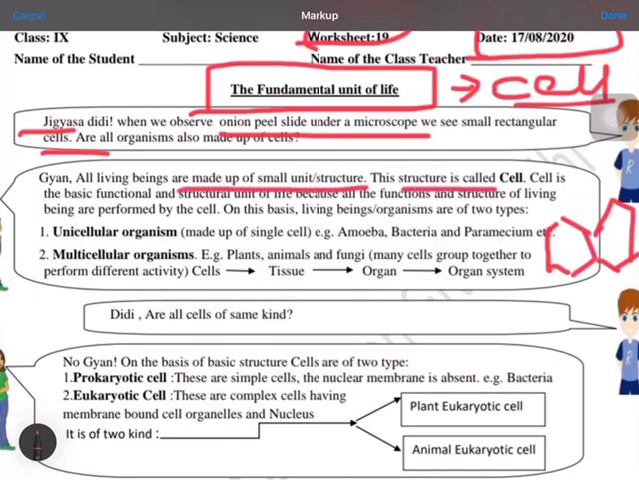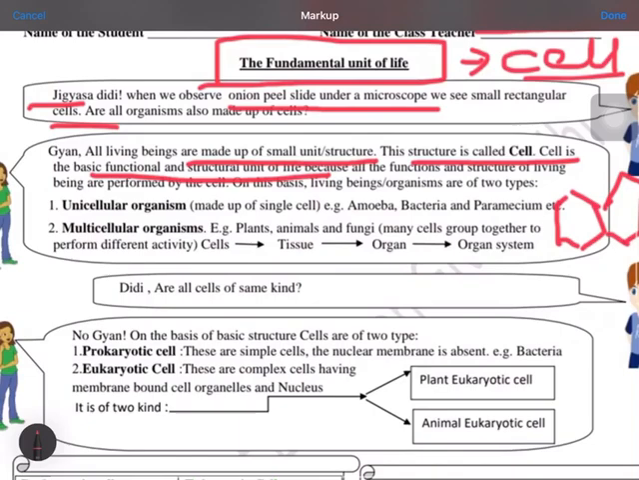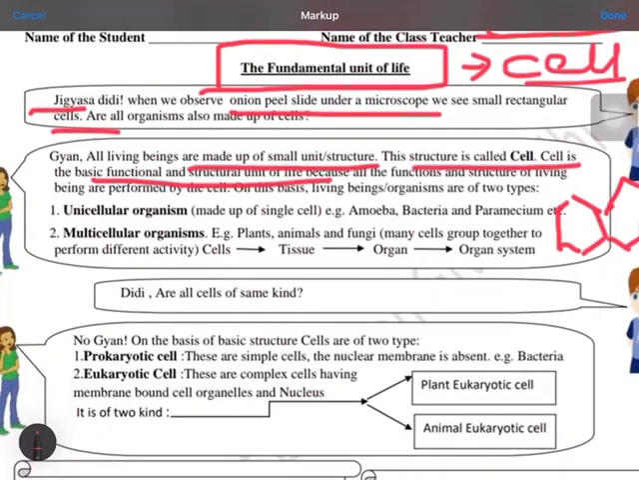And the cell is the basic functional and structural unit of life. Why is it called the basic functional and structural unit of life? Because it is doing all the functions in a body: drinking, digestion, everything. And the basic structure of the body, the outside structure like the framework of the body, is also provided by the cell. That's why it is called the basic structural and functional unit of life.